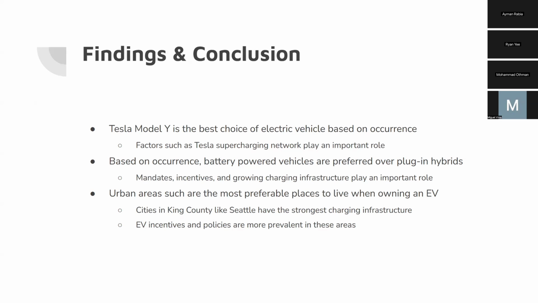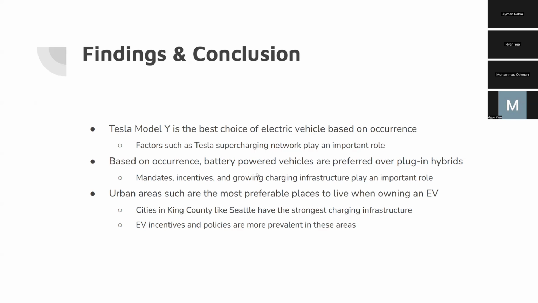Yeah, so if you had to summarize our entire presentation into just several sentences, these were our goals, these questions, and we found the answers to them. The Tesla Model Y is the best choice of electric vehicle based on occurrence, mainly due to its Tesla supercharging network. That's likely what plays the most important role, and also its range. And based on occurrence, battery-powered vehicles are far preferred over plug-in hybrids, as we saw earlier in the graph. And mandates, incentives, and growing charging infrastructure play an important role in that as well.